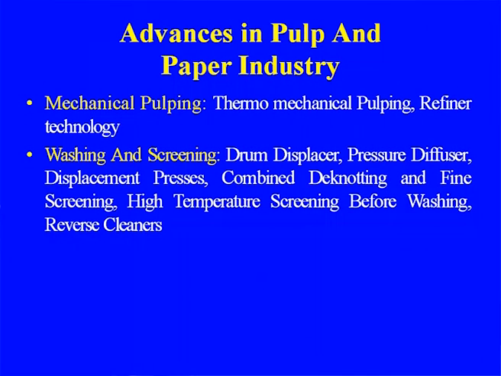Again in case of washing, you see a lot of development has taken place, because proper washing is very important, with minimum use of water, so that we get black liquor of higher concentration. So these are the terms: pressure diffuser, displacement phase, combined deknotting and fine screening, high temperature screening before washing, reverse cleaning. These are all developments that have taken place in washing and screening.